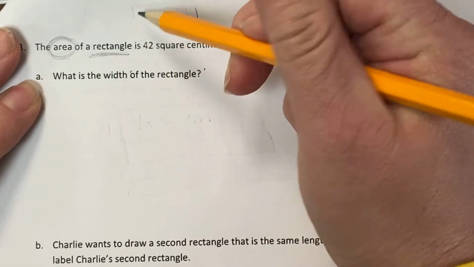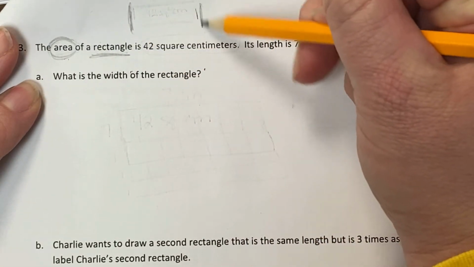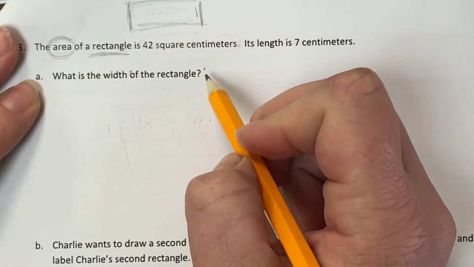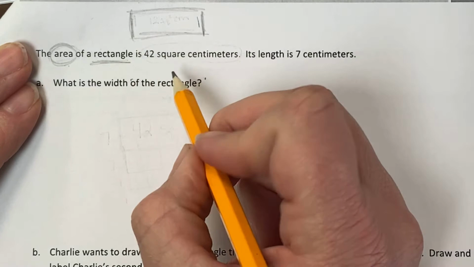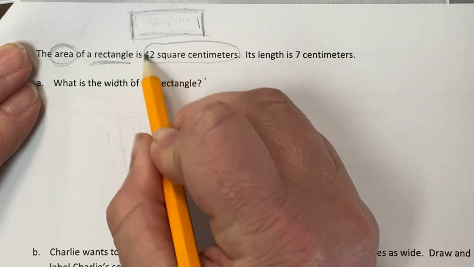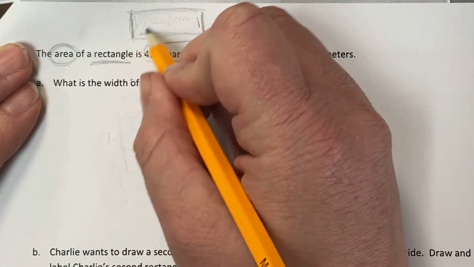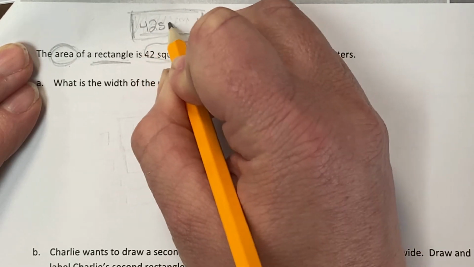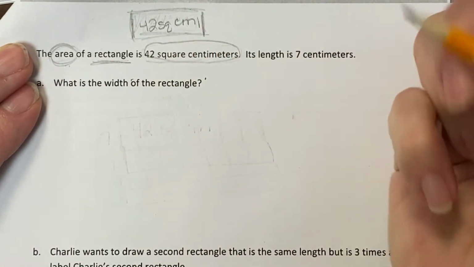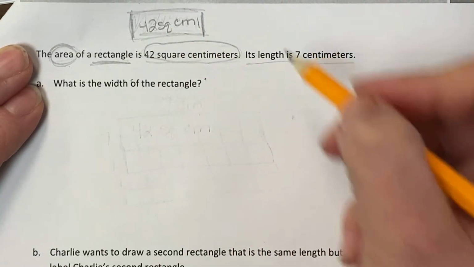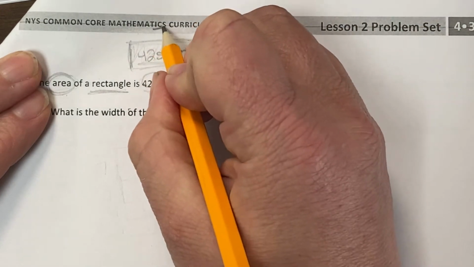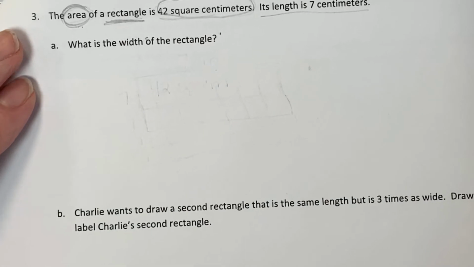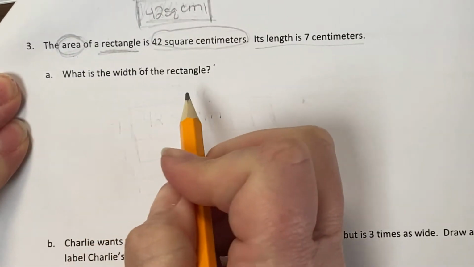Well, if I have a rectangle, that means that this side and this side have to be the same, and this side has to be the same. Now, this is me drawing to make an understanding. 42 square centimeters, well, that means every one of the blocks in here is 42 square centimeters. And the length is 7 centimeters. So this length right here is 7 centimeters. And it's asking me the question, what is the width of the rectangle?